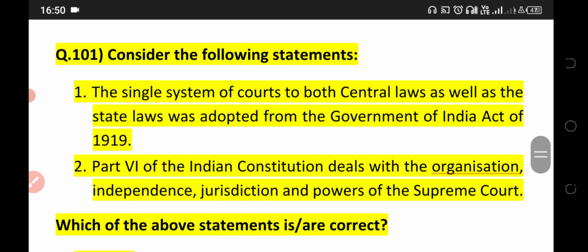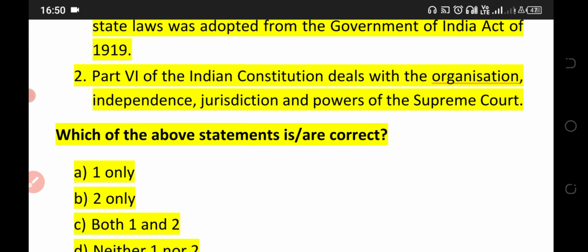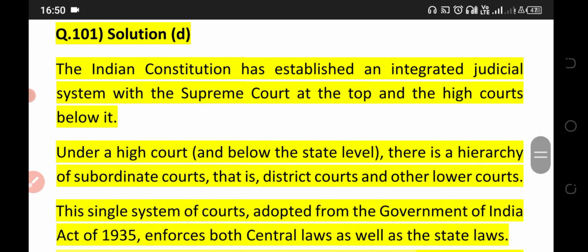Consider the following statements. The single system of courts applying both the central laws as well as the state laws was adopted from the Government of India Act 1919. Part 6 of the Indian Constitution deals with the organization, independence, jurisdiction and powers of the Supreme Court. Okay, which are correct? I think D is the right answer.